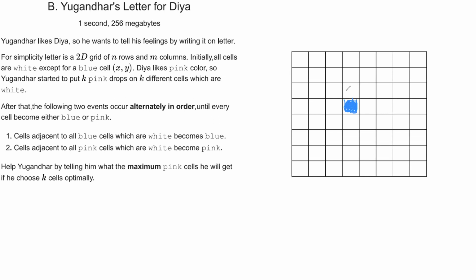The answer is quite simple. This will be the first placement, this will be the second placement, this will be the third placement, and this will be the fourth placement. So if k is greater or equal than 4, then there will be only one blue cell at the end, because everything else will be pink. So then the answer is just n times m minus 1, because we have a blue cell. This is a very easy case.